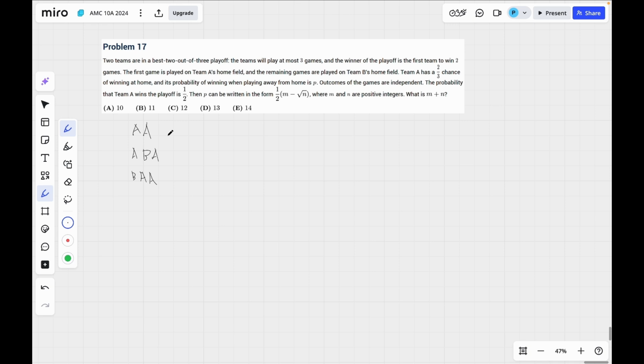So now we can calculate the probability of each. This has a probability of 2/3 p. This has a probability of 2/3 p times (1 minus p). And finally, the reverse sweep has a probability of 1/3 p squared. So now if we sum this up, this should equal half.